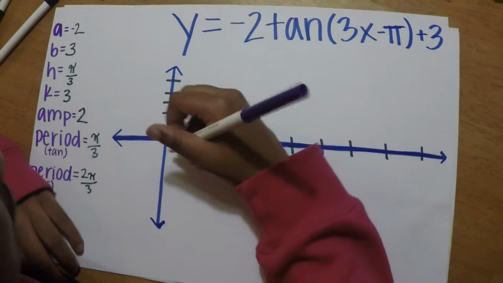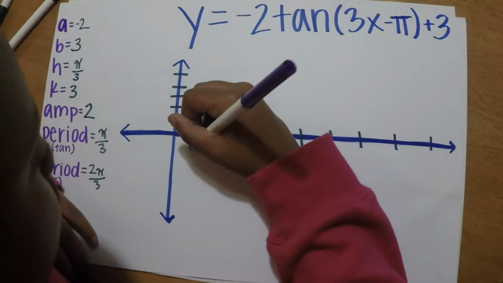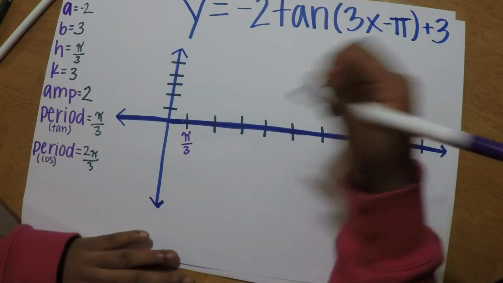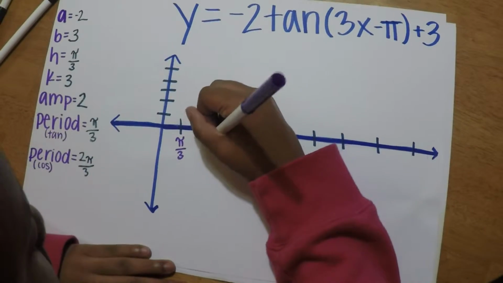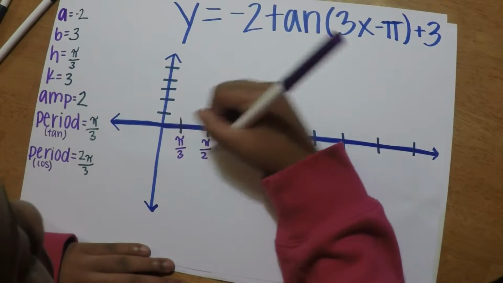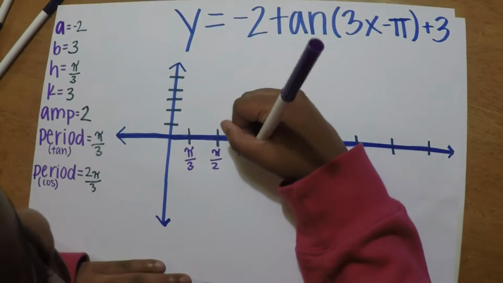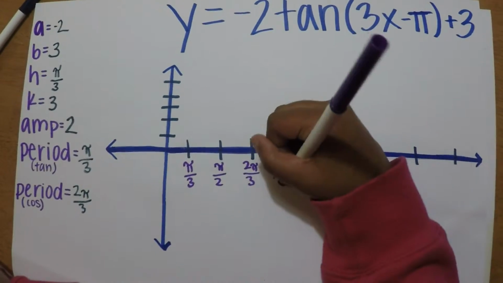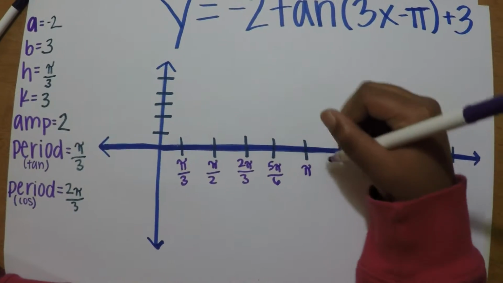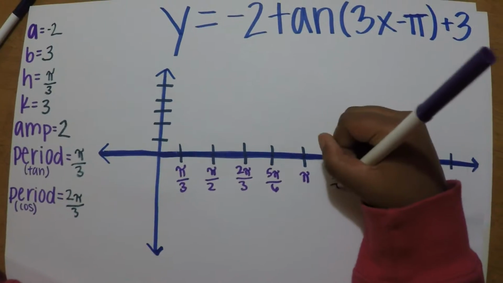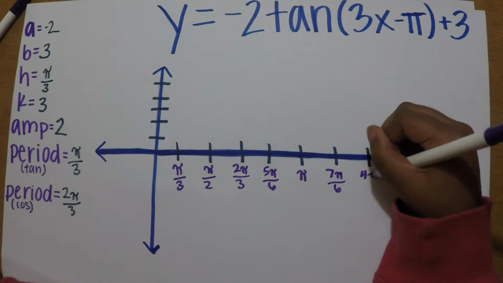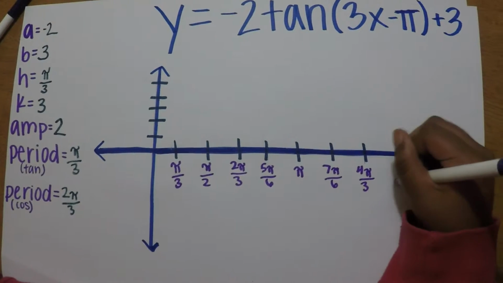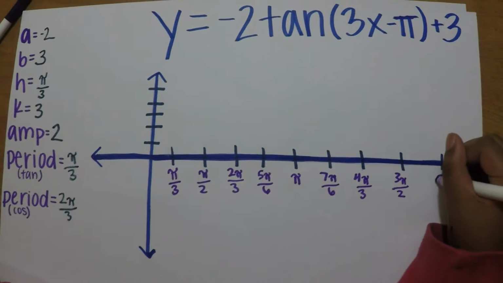We have to start at pi/3, and each interval will be spaced out pi/6. So the next one is pi/2, 2pi/3, 5pi/6, pi, 7pi/6, 4pi/3, 3pi/2, and then 5pi/3.